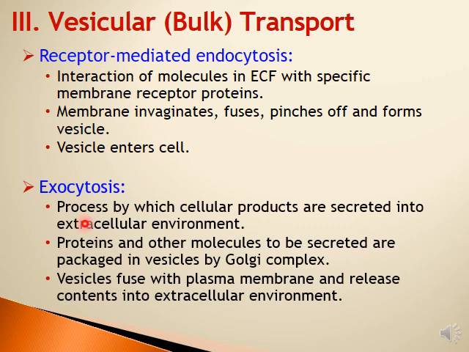Exocytosis, of course, is a process by which cellular products are secreted into the extracellular environment. Proteins and other molecules to be secreted are packaged in vesicles by the Golgi apparatus. Then the vesicles will fuse with the plasma membrane and release their contents in the extracellular environment. And here calcium ion plays a very important role in the process of exocytosis.